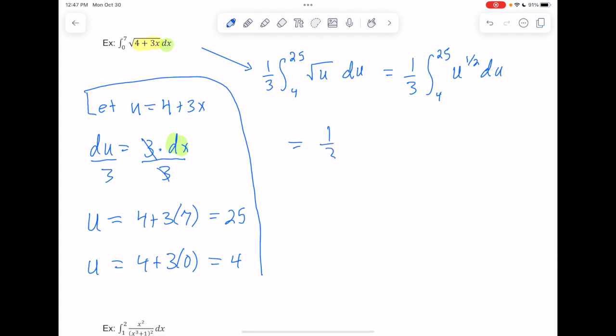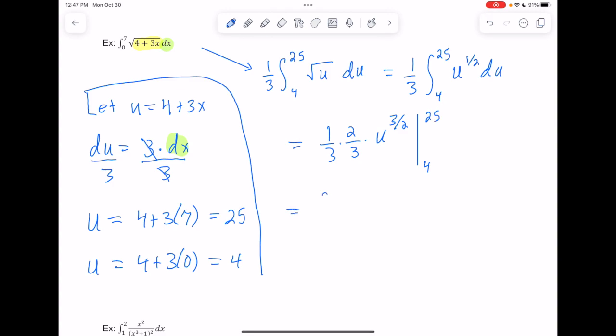So 1/3 times u to the new power, which would be 1 higher, so 3/2, divided by 3/2, or out front times the reciprocal of 3/2, which would be the 2/3. And no plus c, because it's a definite integral. Our limits are from 4 to 25.